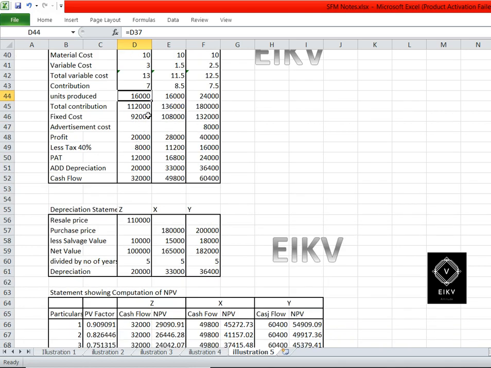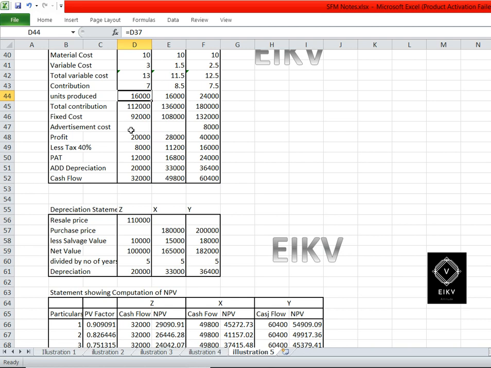Then when we multiply this contribution with the production units which we have worked out in the table above, we will get the total contribution amount. After that, in the illustration they have given the fixed cost, and when we deduct the fixed cost from the contribution, we will get profit.